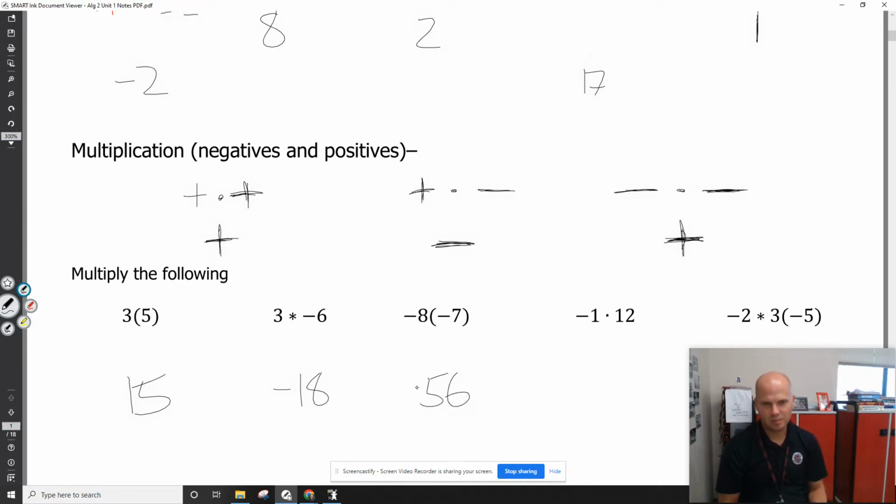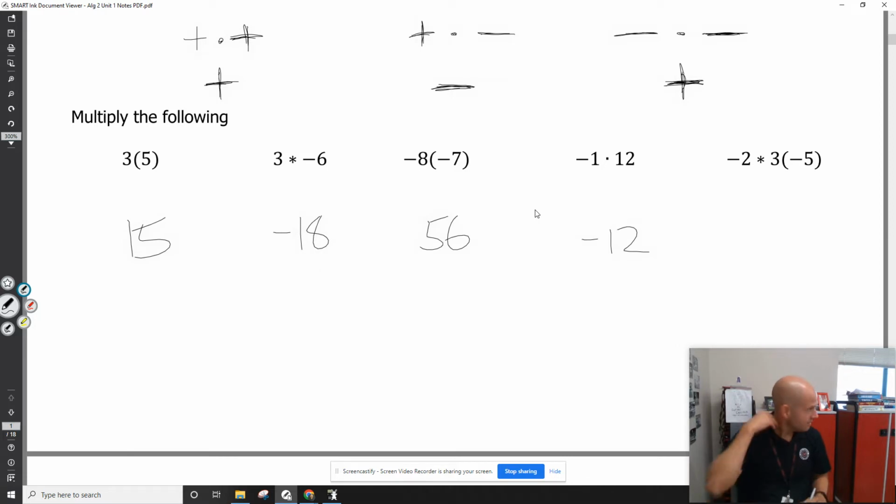Negative times a negative, positive. You don't have to put the plus next to the positive. One group of 12 is just 12. The opposite of one group of 12, put like a not.